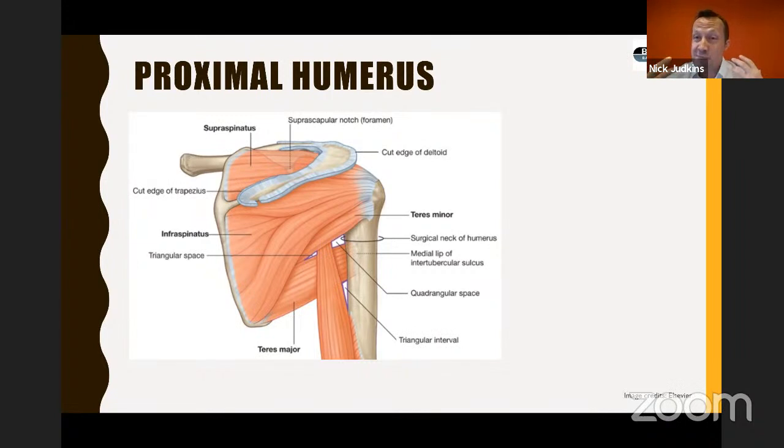I want to really try and draw the knowledge from you that you already have about the important structures which traverse these 3 intervals. So these are the quadrangular space, which is the central one you can see, the triangular interval, and then sort of carrying around the clock face, as it were, the triangular space. So can you think what structures pass through these areas? Give you a couple of seconds just to think about that.